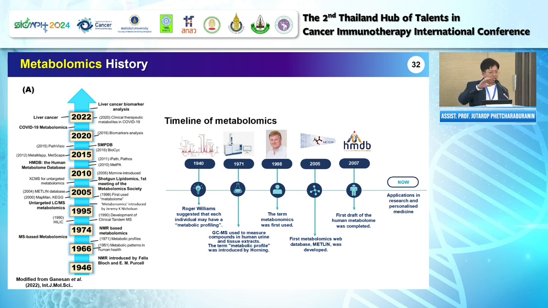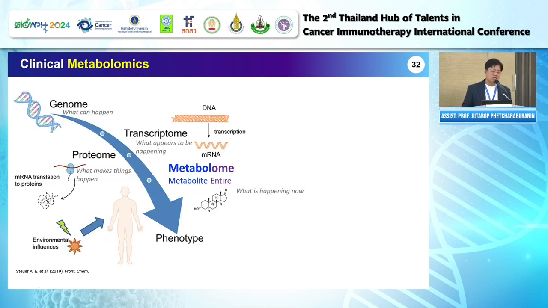So this is to distinguish between the two subsets of the studies, to make it clear from the beginning. In 2005, the first metabolomics web database, called MedLin, was developed. In 2007, people started to have a first draft of the human metabolome, and that was later completed in 2012. And now it is time for applications in utilizing metabolomics. If we apply a metabolomics approach in clinical study, we call it clinical metabolomics.